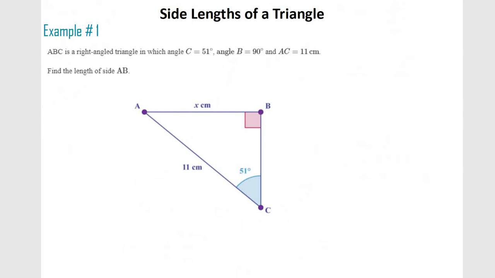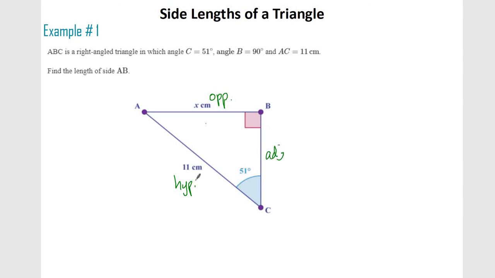All right, next example. Here we've already got things labeled. We've got angle C, angle B, AC right there. We want to find x. I would start by labeling it. The part across from 90 is your hypotenuse. Across from your angle is your opposite. And here is your adjacent.